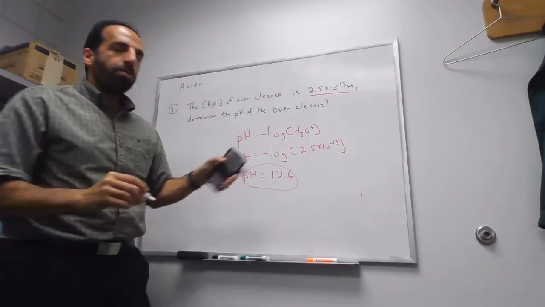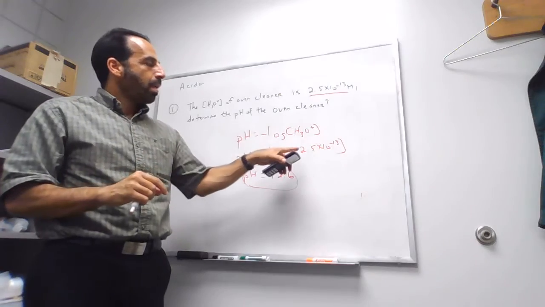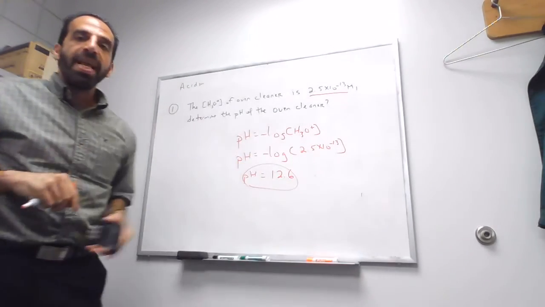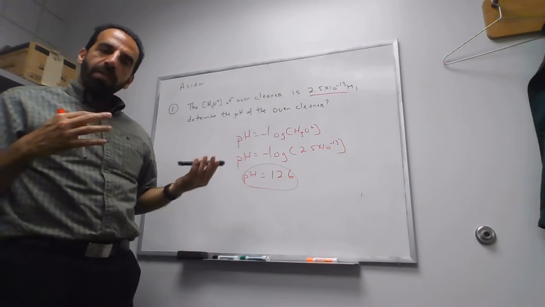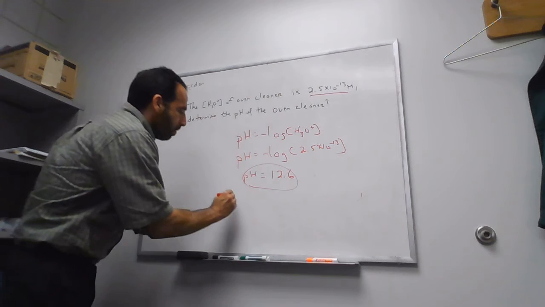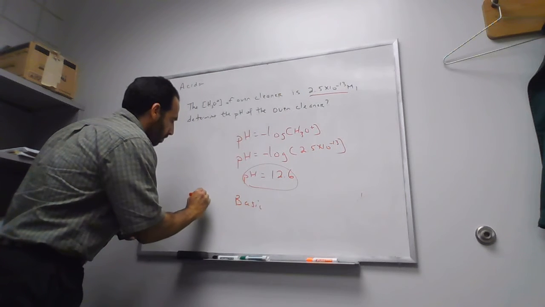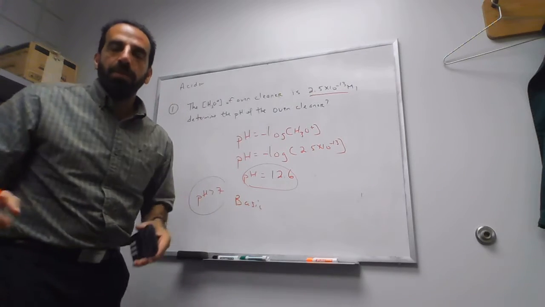But again, you got to use the log key on your calculator. So there's a log key, use negative log, 2.5. Don't forget scientific notation. We've done it a lot this semester. EE to the negative 13. You should get 12.6. If I asked you if the solution was acidic or basic, you would say that this is basic. So pH is greater than 7, so it's a basic solution.